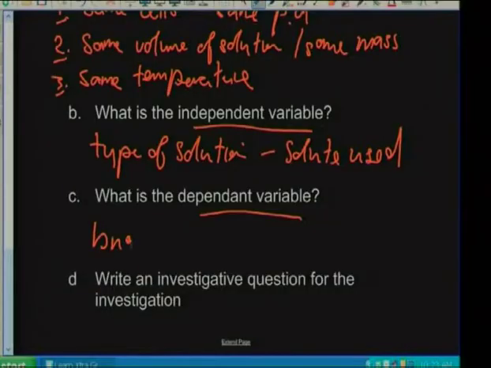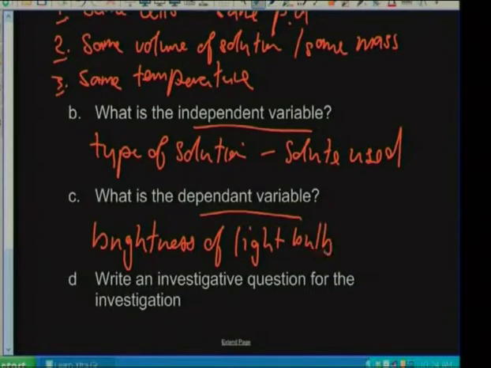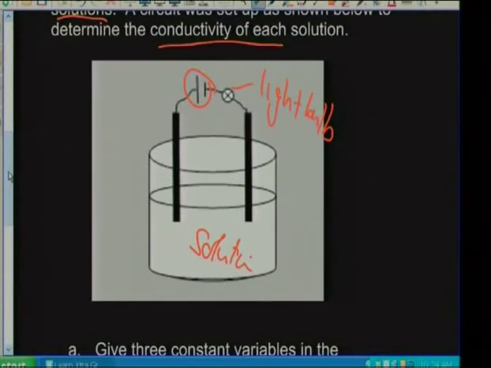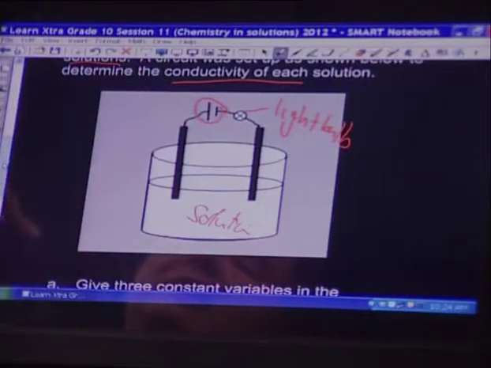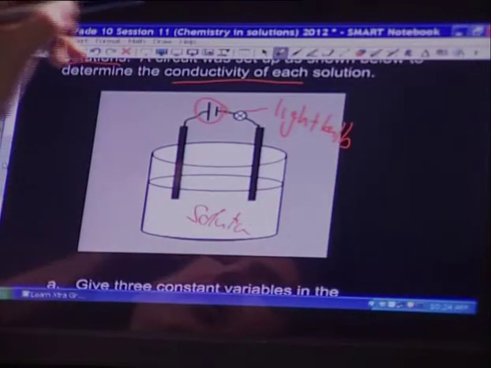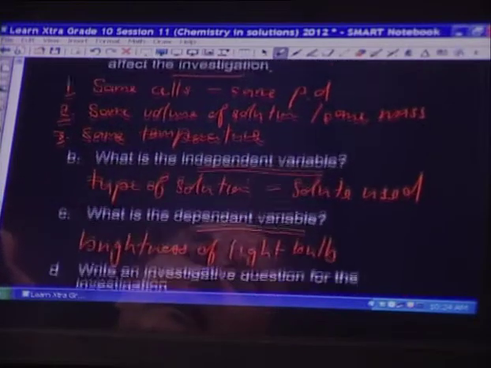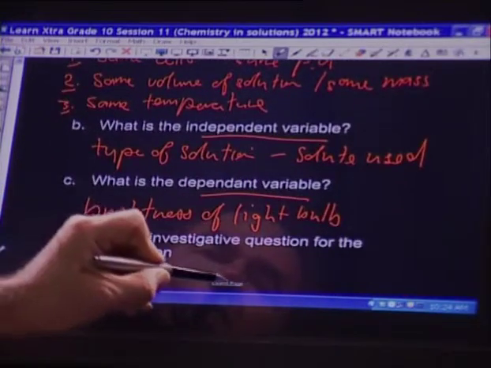How are we going to measure conductivity? Well, that's going to be the dependent variable, the one that we don't change, the one that we're not affecting. And how are we going to measure that? Well, what is the dependent variable? It's the brightness of the light bulb. We are not using a meter here. We are just simply using a light bulb in the setup. That's the light bulb. If it's a good conductor, light bulb will be bright. If it's a poor conductor, light bulb won't shine.